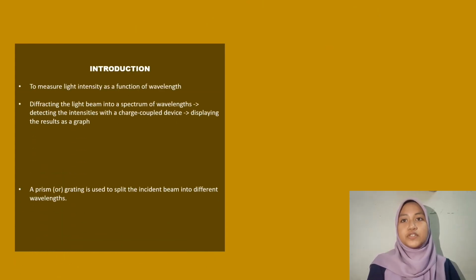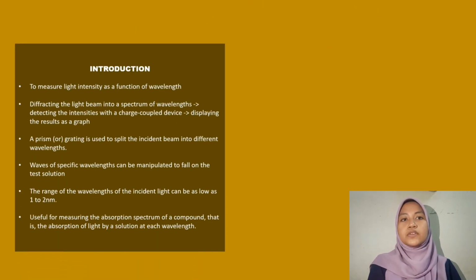Next is an introduction. A spectrophotometer is used to measure light intensity as a function of wavelength. It does this by diffracting the light beam into a spectrum of wavelengths, detecting the intensities with a charge coupled device, and displaying the result as a graph on the detector and then on the display device. In the spectrophotometer, a prism or grating is used to split the incident beam into different wavelengths.